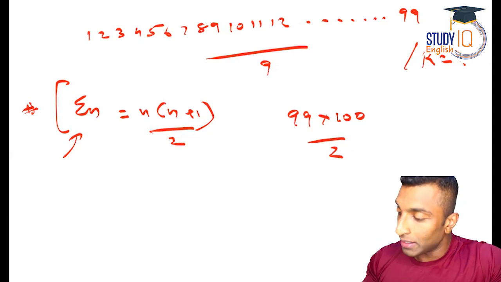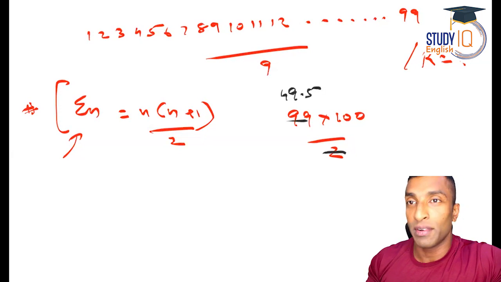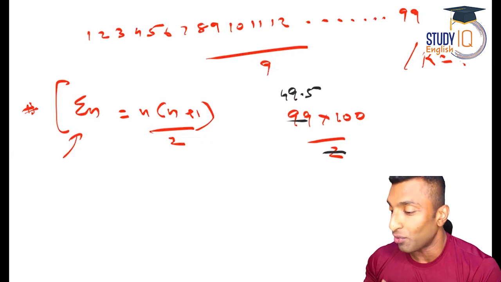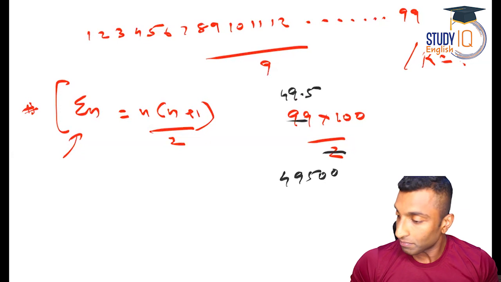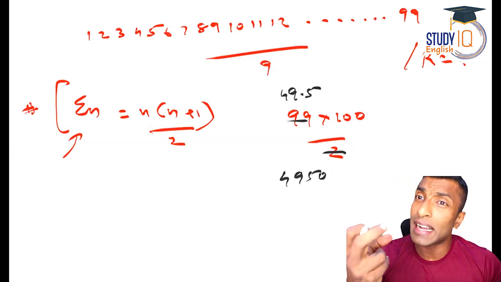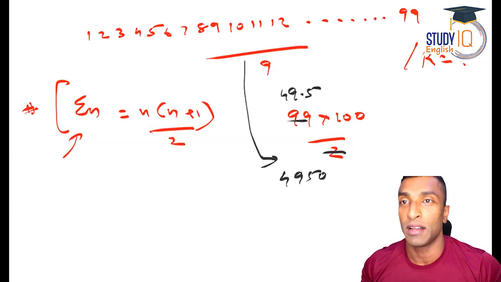But what I will be doing is I'll just cancel this out. Then I'll get 49.5. Now 49.5 and 100 multiplication is very simple, right? What I'll be getting? 4950. Sorry, not 49,500, 4950, right? So 4950. So what is that? 4950 is the sum of the digits.